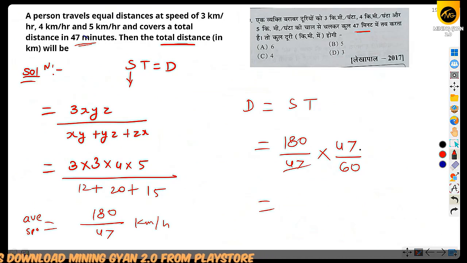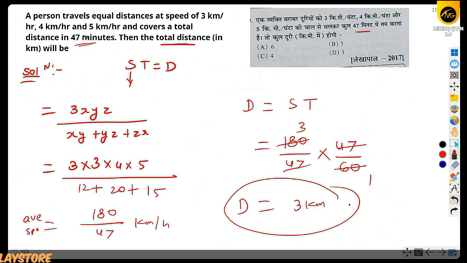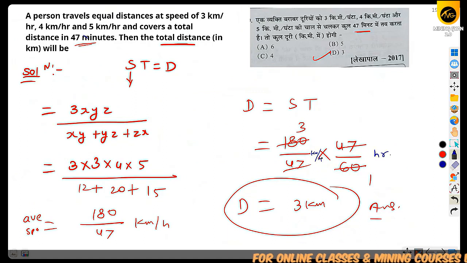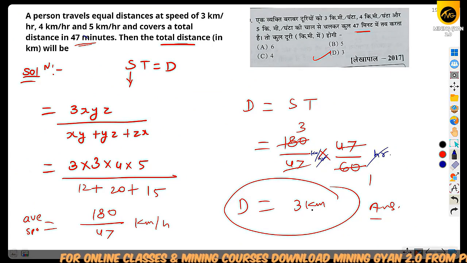So 47 cancels, and the distance will be 3 kilometer, the total distance. That is the answer, so option D is the correct answer. So 180 divided by 47 kilometer per hour times 47 divided by 60 hours. The hour will be cancelled, and the remaining portion is just kilometer. That is 3 kilometer.